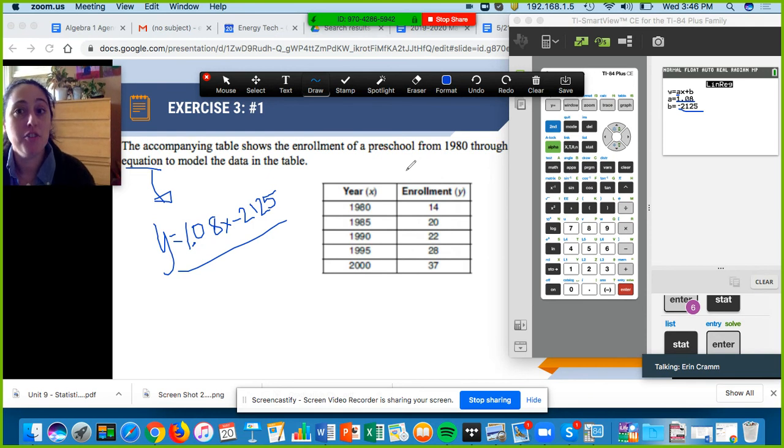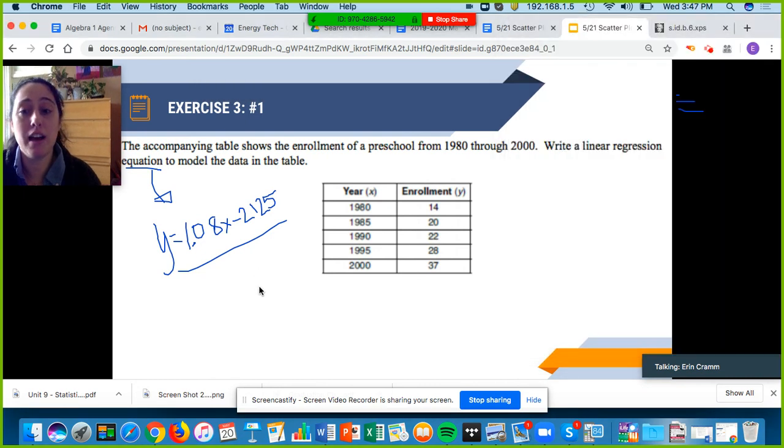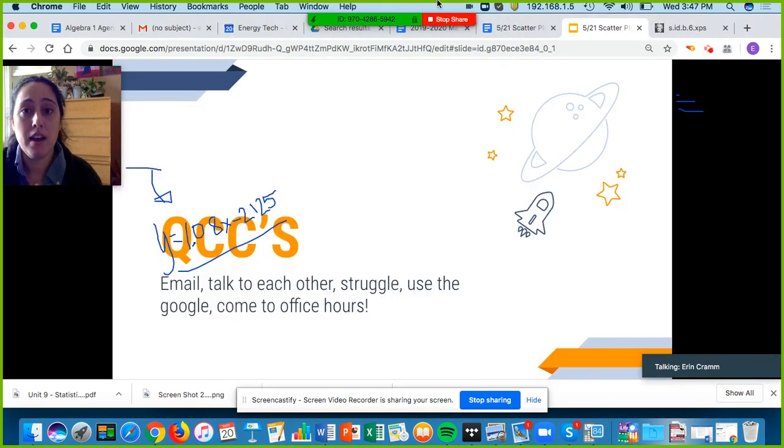Okay. So again, calculator is a number one priority. You're going to need it for the test that we take on stats. Reach out to us now if you're having trouble. Okay. So that is it. Again, if you are having questions, comments, or concerns, please talk to each other, Google it, reach out to us, come to office hours. So you have a lot of options.